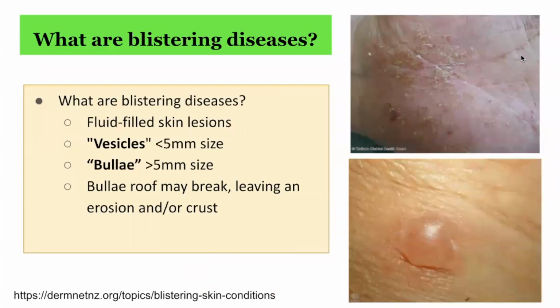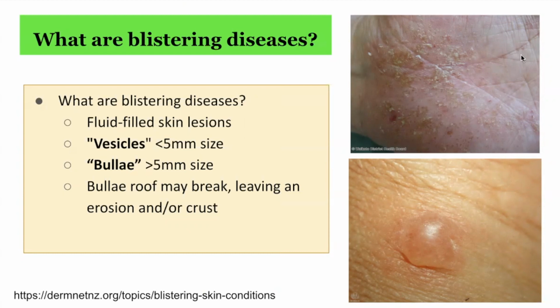What are blistering diseases or disorders? These are disorders which are characterized by fluid-filled skin lesions. Vesicles are fluid-filled skin lesions less than 5 millimeters in size, whereas bullae are fluid-filled skin lesions greater than 5 millimeters in size. The bullae roof may break, leaving an erosion or crust.